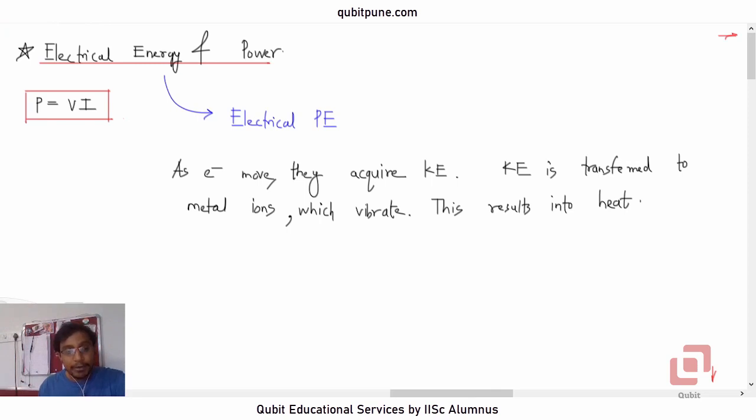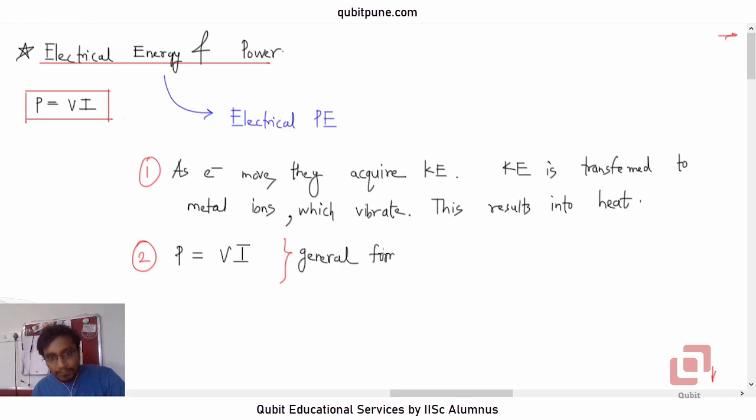Now, one very important formula which I want to tell you, number 2, the electrical power formula. P is equal to VI is a general formula.